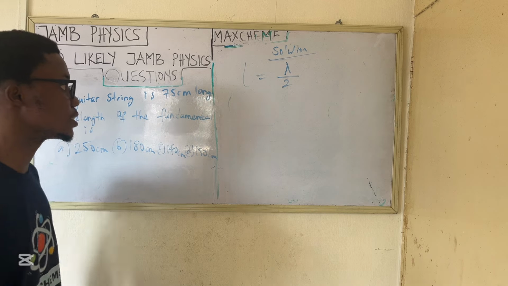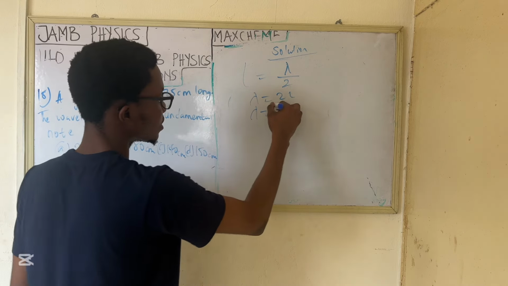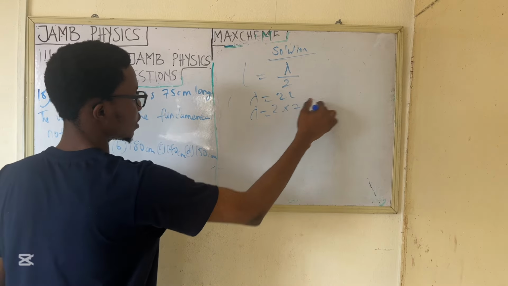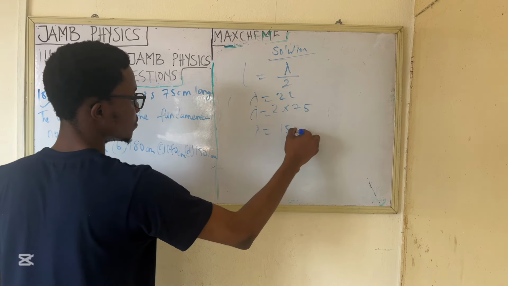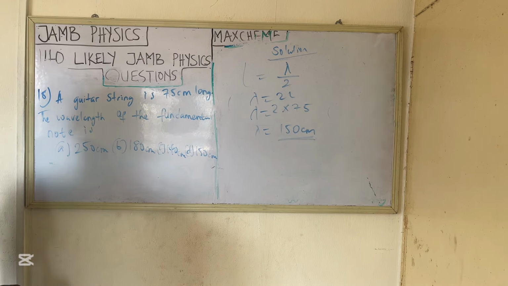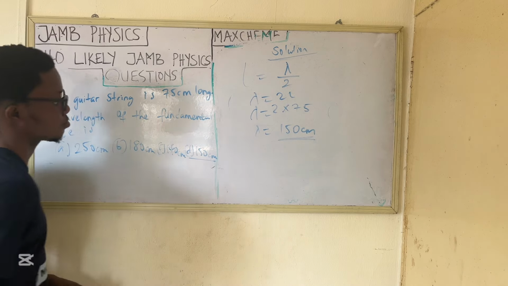Now, in this case, lambda is equals to 2L. That means lambda is equals to 2 times our length. So what's the length here? 75 centimeters. So lambda is equals to 150 centimeters. That is the wavelength of the fundamental note. So the correct option here is option D.